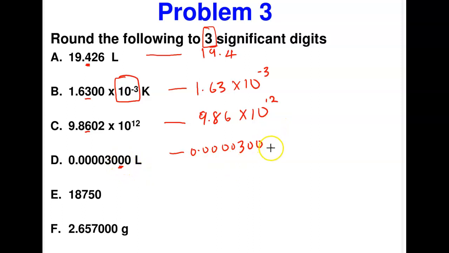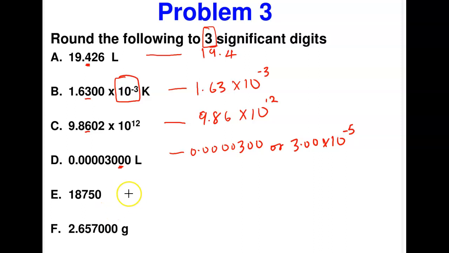Or I can put it in scientific notation to be 3.00 times 10 to the power of, of course, this will be a negative exponent. If you count the zeros, 1, 2, 3, 4, 5, it's going to be negative 5. That is what we're going to have there.